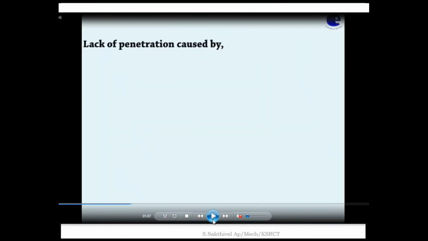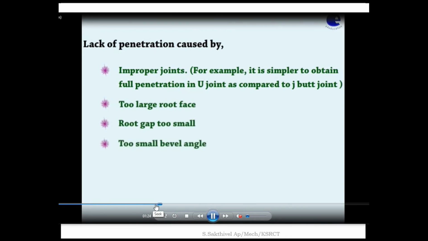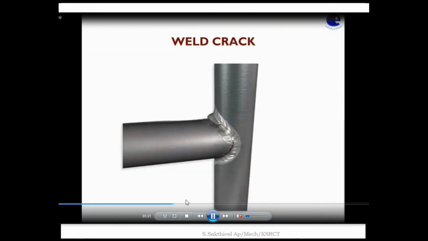So lack of penetration is caused by improper joints. For example, it is simpler to obtain full penetration in the U joint as compared to the J butt joint. Okay. So too large root face, root gap too small, bevel angle, less current, faster travel speed.